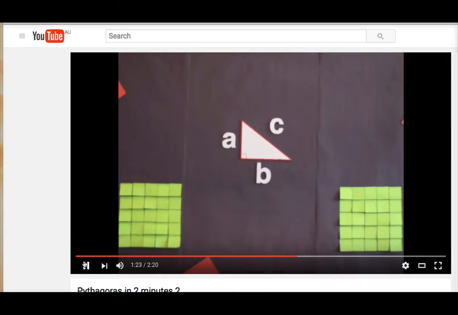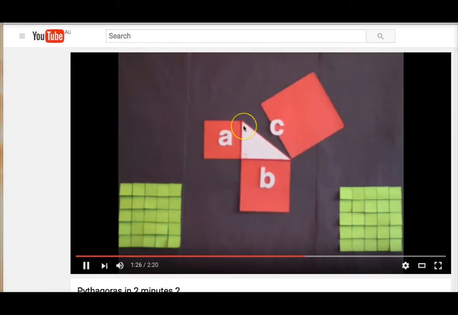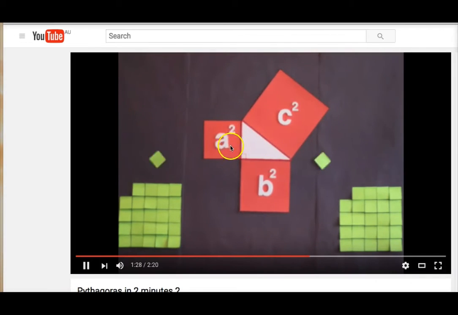Okay, so girls, here we go. Now let's have a look. We've got A, B, C. Ladies, if you want visual learning, we've got A, B, C watching. But it's not that A equals, it's A squared plus B squared equals C squared.